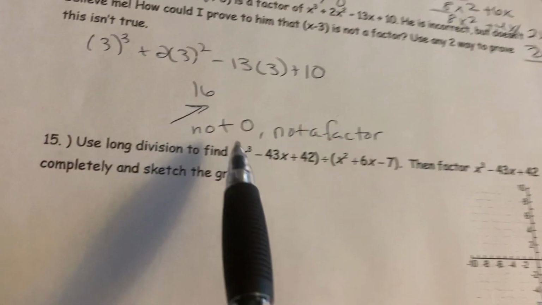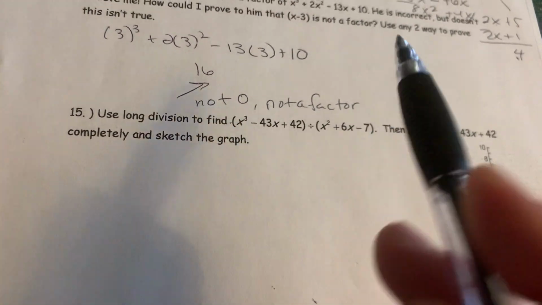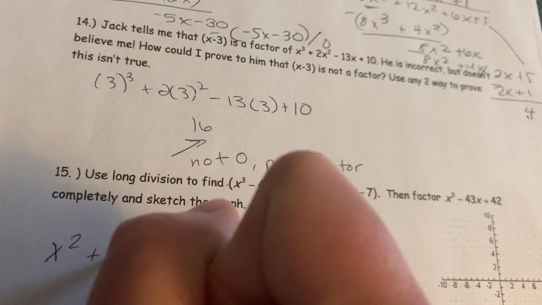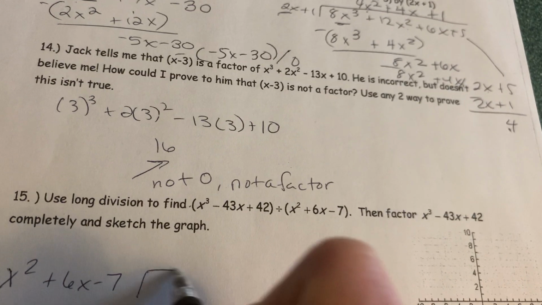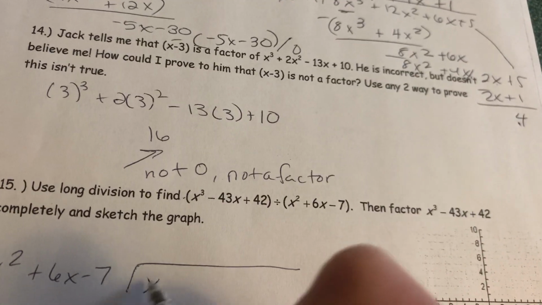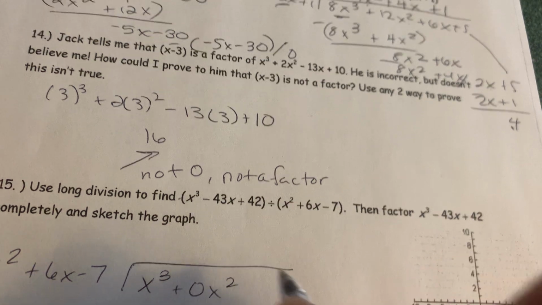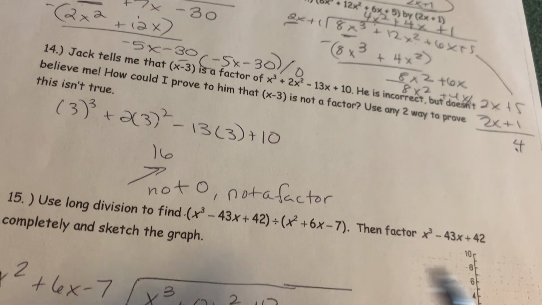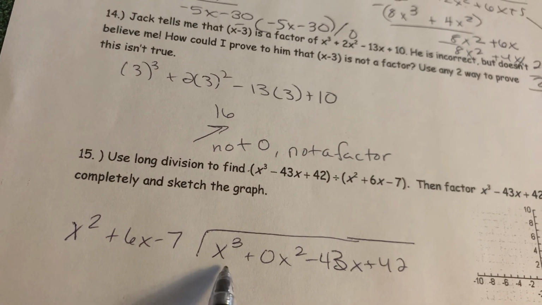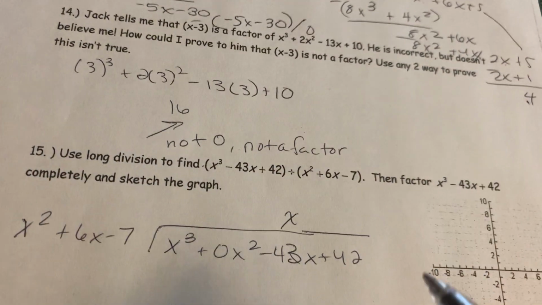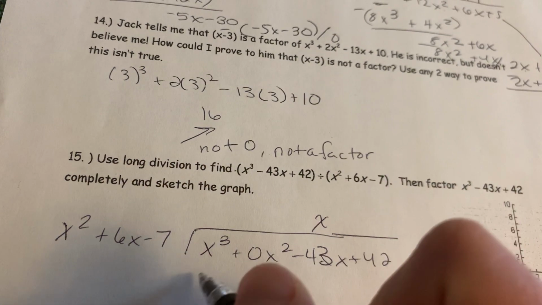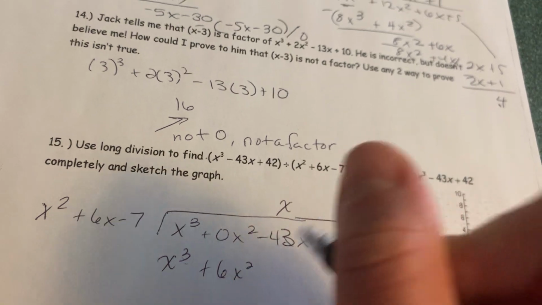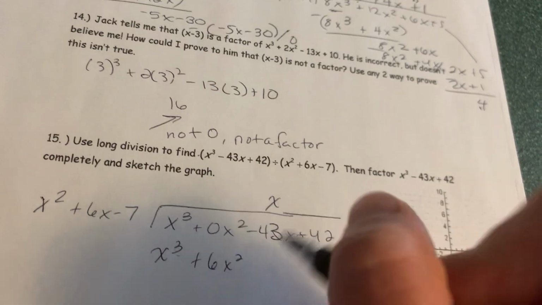This next one gives you this cubic, and they want you to divide. Now, you can't use synthetic because it's a quadratic. So we're going to use long division. So how do you get from x squared to x cubed? And x cubed, 6x squared, minus 7x.